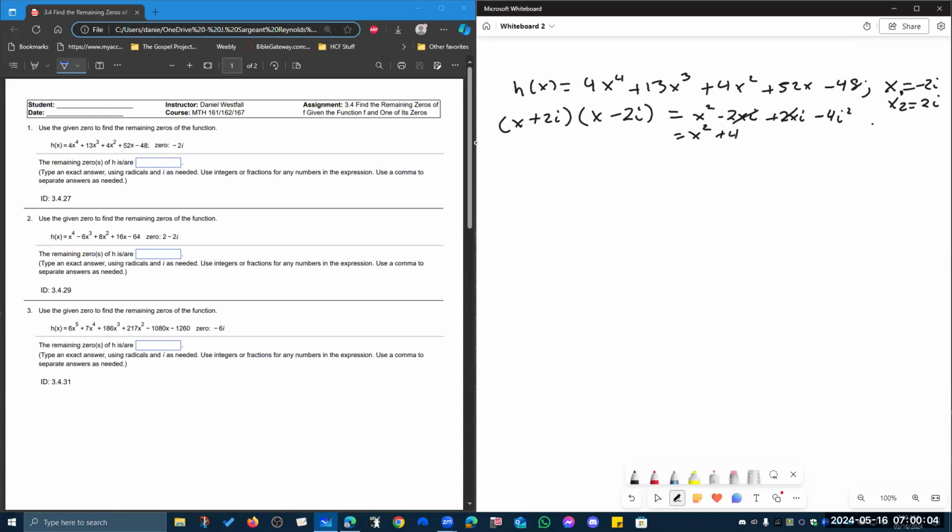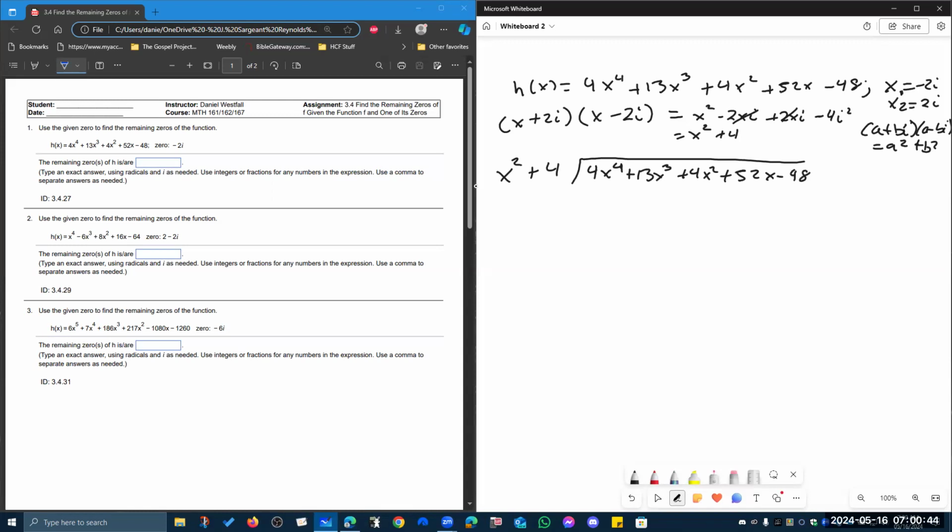And we're going to notice that anytime I multiply a plus bi times a minus bi, that's always going to equal a squared plus b squared. So we may just go ahead and do it that way in the future. X squared plus 4 is my divisor, and I'm dividing 4x to the fourth plus 13x to the third plus 4x squared plus 52x minus 48.